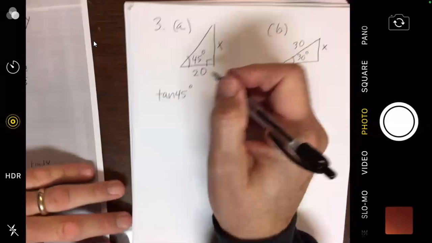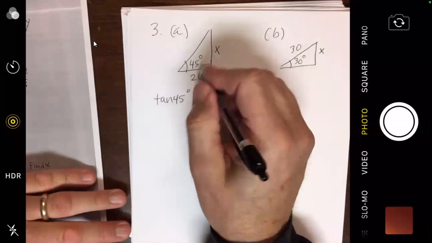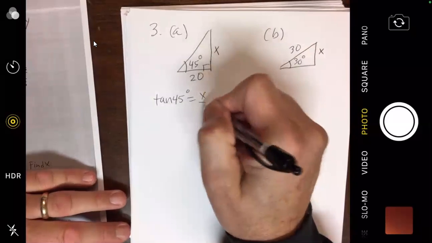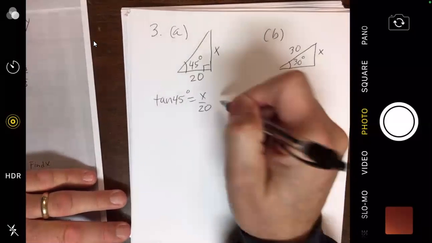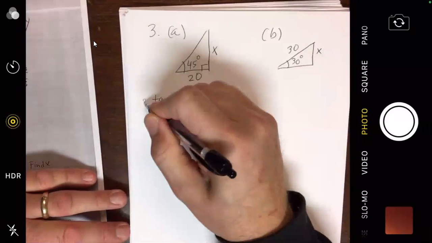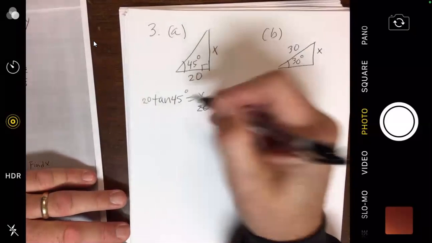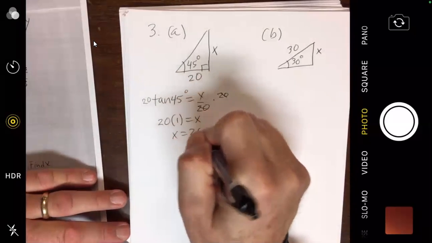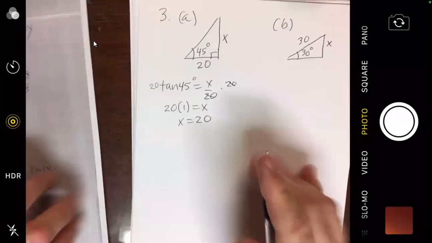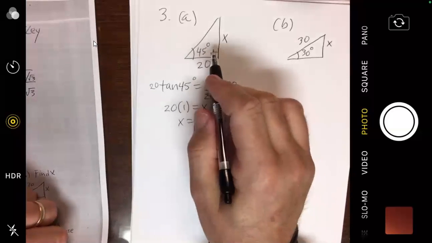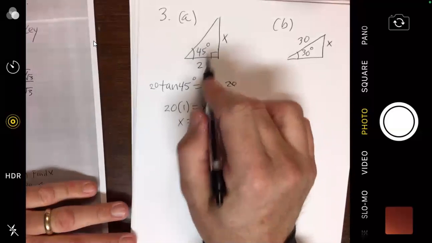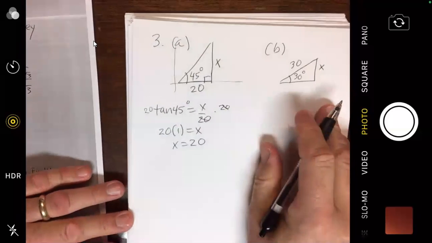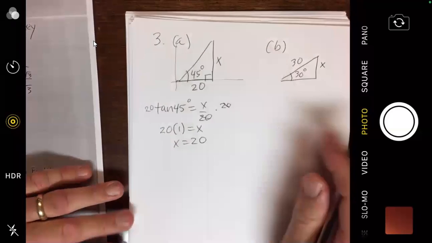I took advantage of the special angles. At 45 degrees, legs are equal. But if you want to work it out, tangent 45 is X over 20, opposite over adjacent. Multiply both sides by 20. Tangent at 45 degrees is 1, times 20 equals X, so X equals 20. And again, it just shows that at 45, your Y leg has risen to be equal to your X leg. If you want to stick it in a circle, you can put it in a circle. That's supposed to be at the origin.